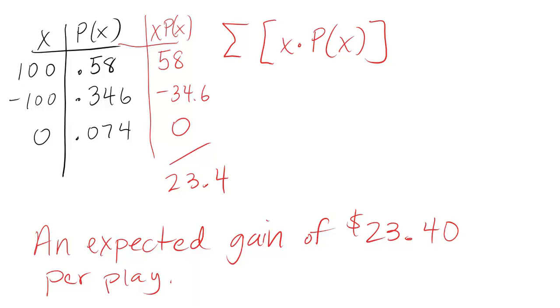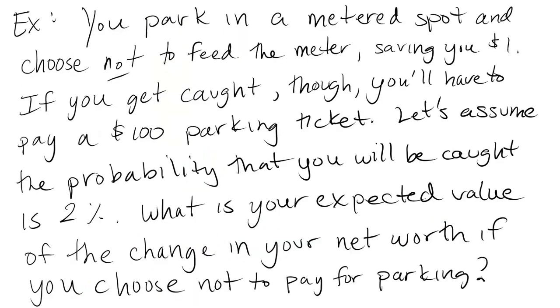One more real-world scenario. I admit I worded this one a little bit funny because I want to make sure you understand what the random variable is. We'll get to that at the end of the problem here. It says you park in a metered spot and choose not to feed the meter, saving you the $1 that you'd have to pay to park in that spot.